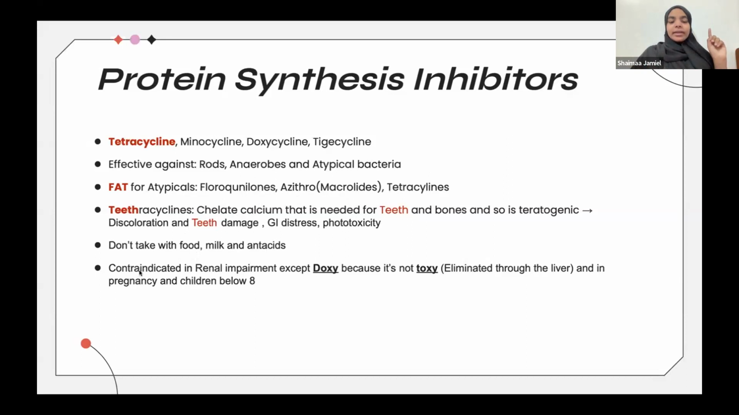And another thing is that tetracyclines are all contraindicated in renal impairment. So pregnancy and children below 8 and renal impairment, except doxycycline. If you remember, Momo showed a table where doxycycline is eliminated hepatically. So in renal impairment, it's fine to use doxy. And this is simple, but doxy is not toxic to the kidney, so it's fine to take even if there is renal impairment. And as we said, pregnancy and children below 8 are still contraindicated.